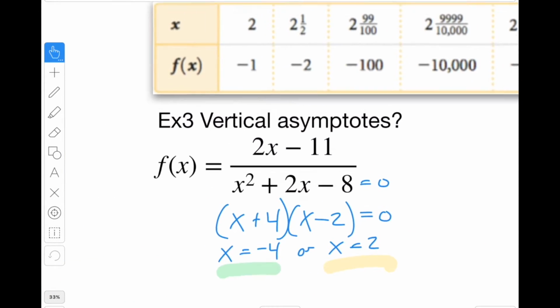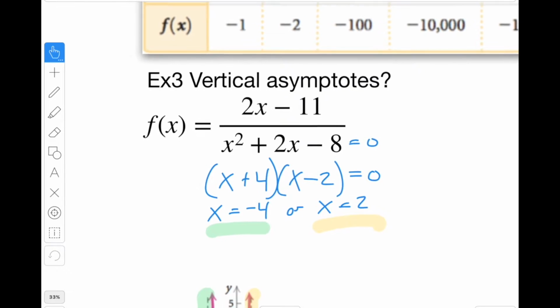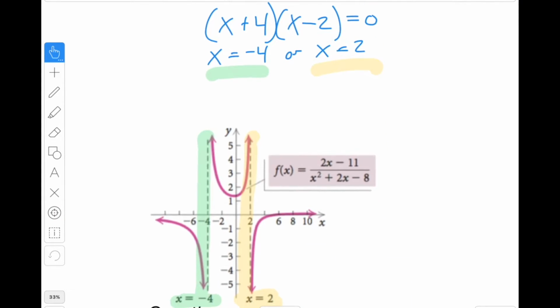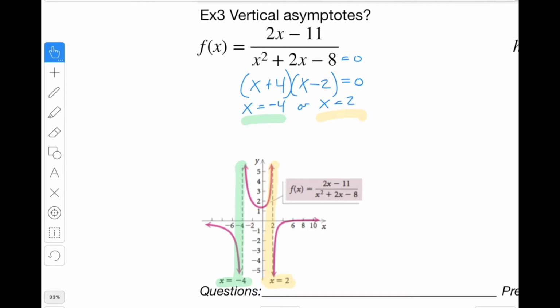If they ask you to find where the vertical asymptotes are, you simply have to figure out where the denominator is equal to 0. You don't even need the numerator for this. You just figure out where the denominator is equal to 0, for example by factoring, and you get x equals negative 4 or x equals positive 2. And here they are. I've even highlighted them. You could see x equals negative 4 would be right here, and x equals positive 2 would be right here.